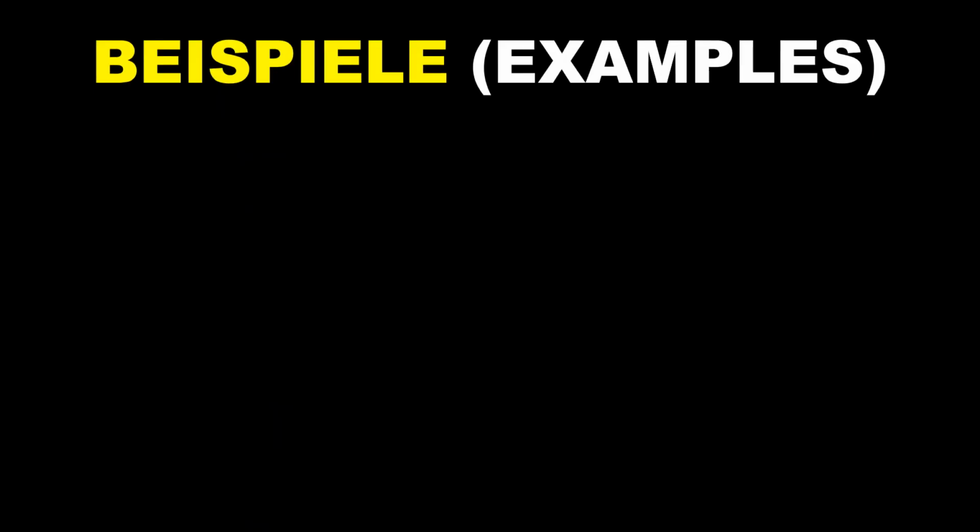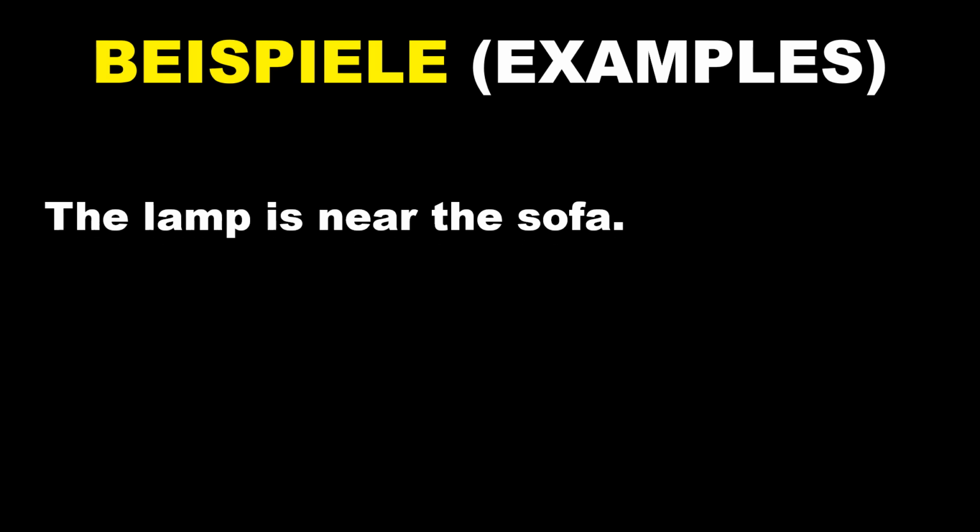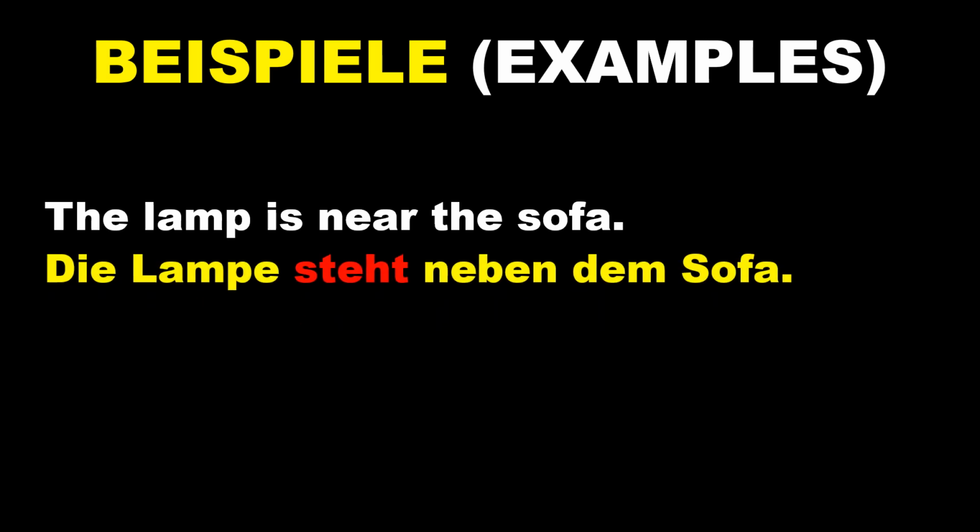Let's see few examples to understand how to use these positional verbs in a sentence. Let's take this example. The lamp is near the sofa. You can understand by this sentence itself, we are giving the position or the location of lamp. That is how we will translate it. Die Lampe steht neben dem Sofa.